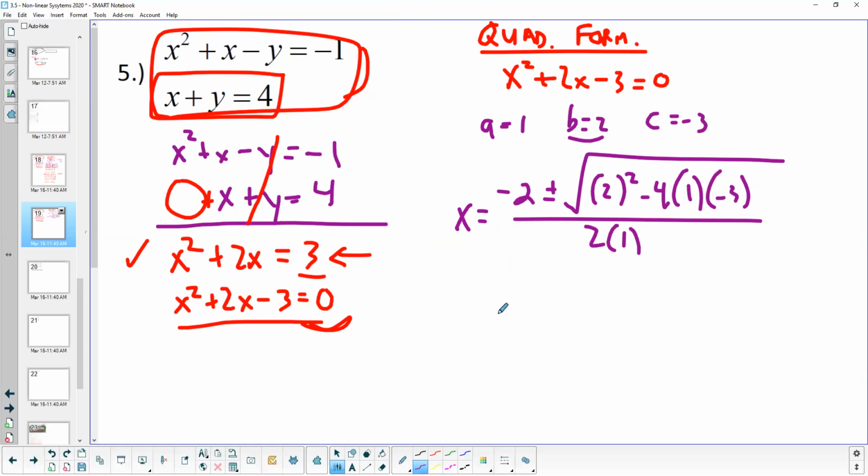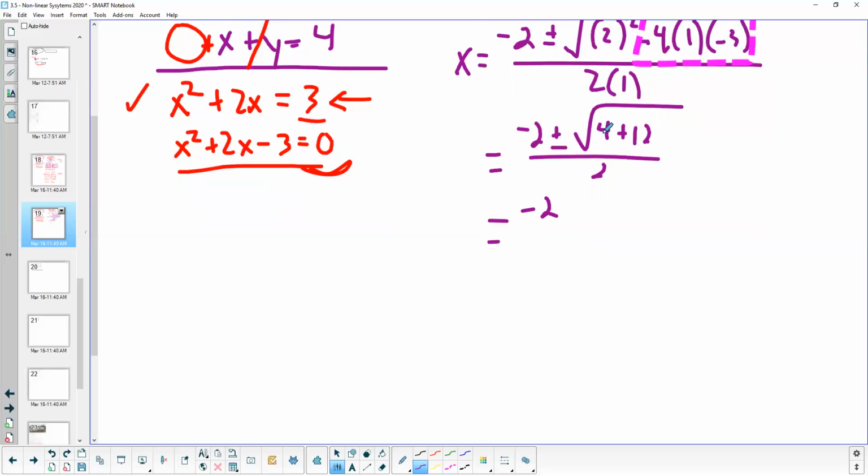There you go. And so we do a little bit of simplifying in here. This part of this is probably the most commonly missed, so be careful, watch your signs. For example, I see a -4 and a -3. So when you multiply a negative times a negative, you're going to get a positive. And so plus or minus. So -4 times 1 is -4. -4 times -3 is positive 12. So inside, I get 4 plus 12, which is 16.